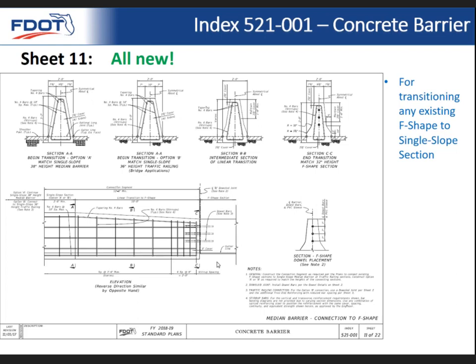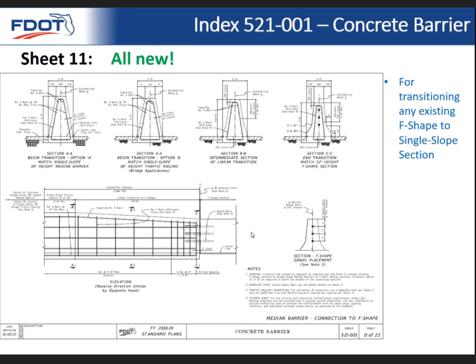So for example, you can have an existing bridge that's kind of an older bridge, has an F-shaped railing on it. For whatever reason, you're putting in a new roadway project and you want to use the shiny new single slope. And so over here on the left, you're using option A, which is the 38-inch high median barrier. And basically you're just going along, and then you have your 10-foot transition. You have a continuous concrete between the new single slope and then the transition segment that goes to F shape, and then you would dial into the existing if that were a traffic railing.